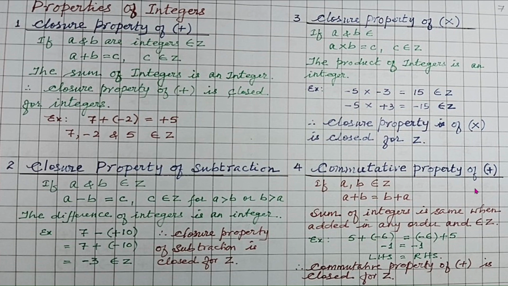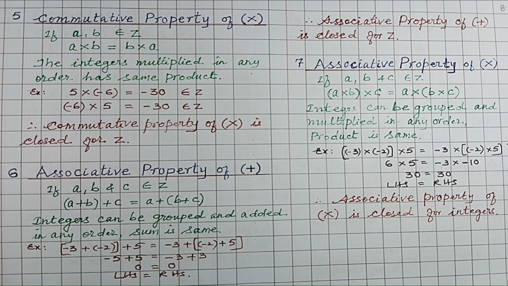Now let us talk about the commutative property of addition. We already know what the commutative property of addition is. If you have two numbers a and b, we can add b to a or a to b. The order of addition will not change the value, it remains the same, and it is true for the set of integers, and therefore the commutative property of addition is closed for the set of integers. For example, 5 plus minus 6 is minus 6 plus 5, minus 1 is equal to minus 1, LHS is equal to RHS, and therefore the commutative property of addition is closed for the set of integers.